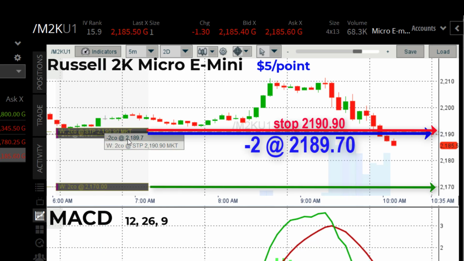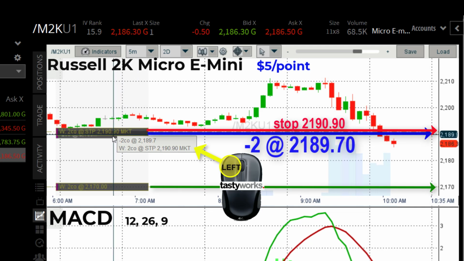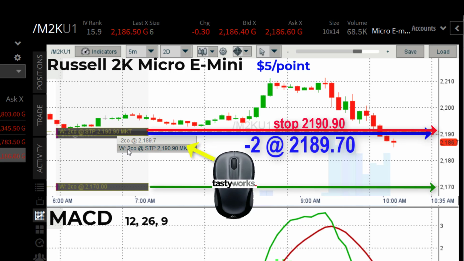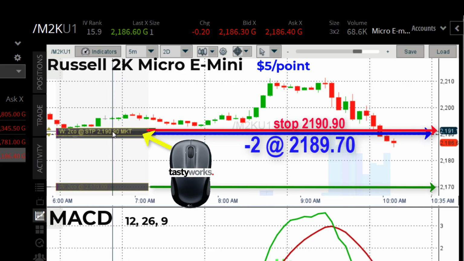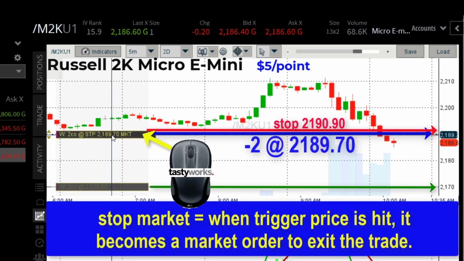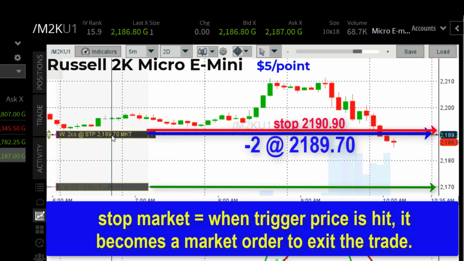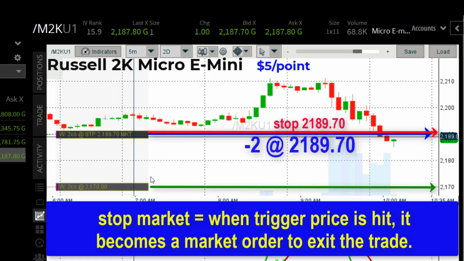Now I'm trading down at 2185.50. Finally, we're getting some progress on this trade, and I reach up with my Tastyworks click and drag mouse, and I am definitely going to make this at least a free trade right now. My stop is at 2190.90. I take the mouse and I click and drag this thing down to a new stop price. Now I use a stop market order, and that means if the trigger price, which is where the stop is set, is hit, the next trade is the one and the price we get to exit the trade.